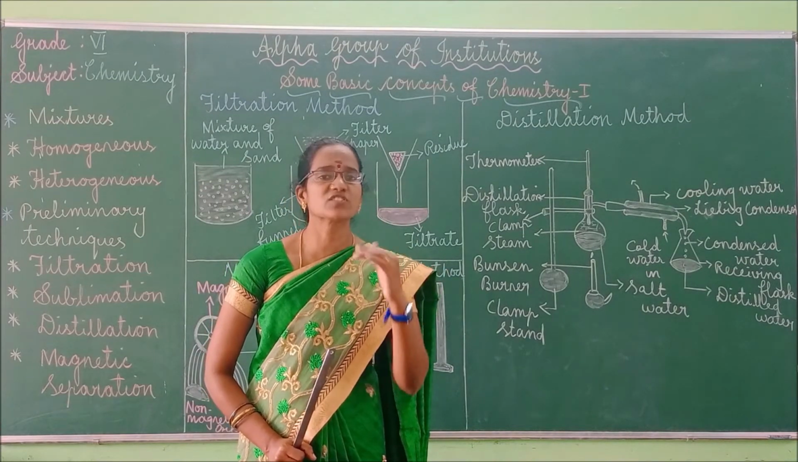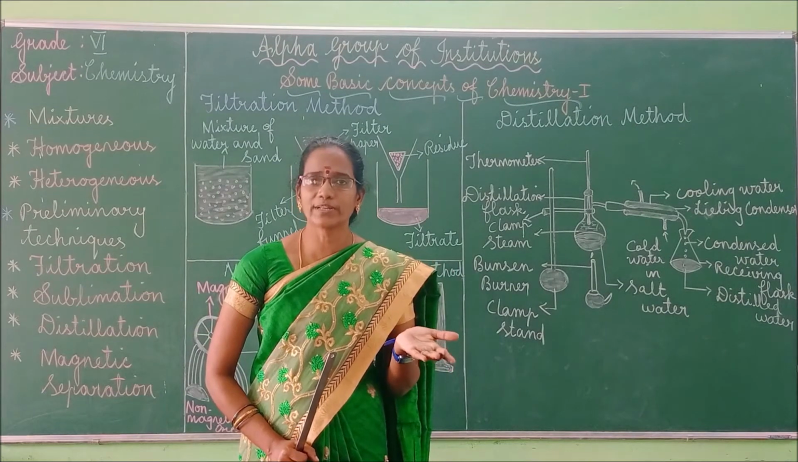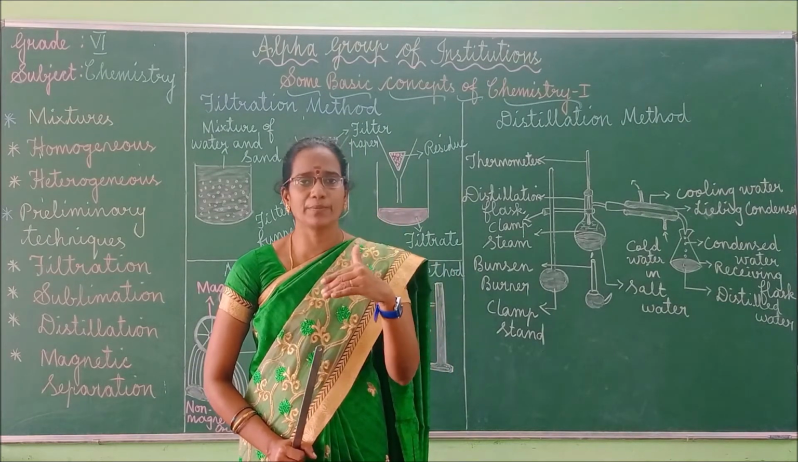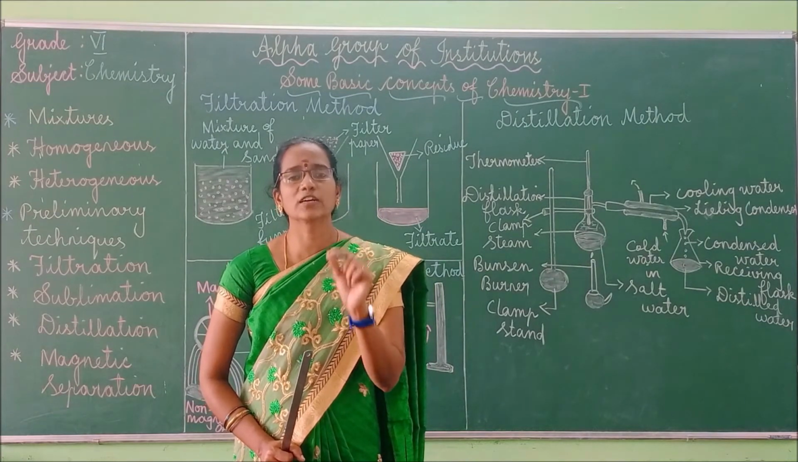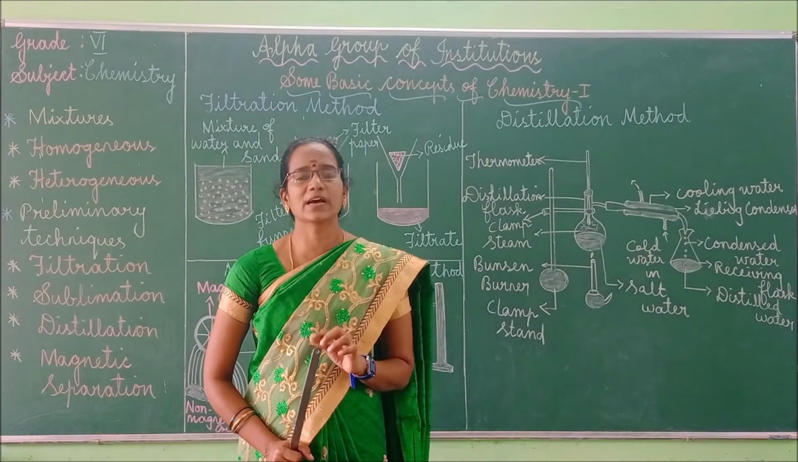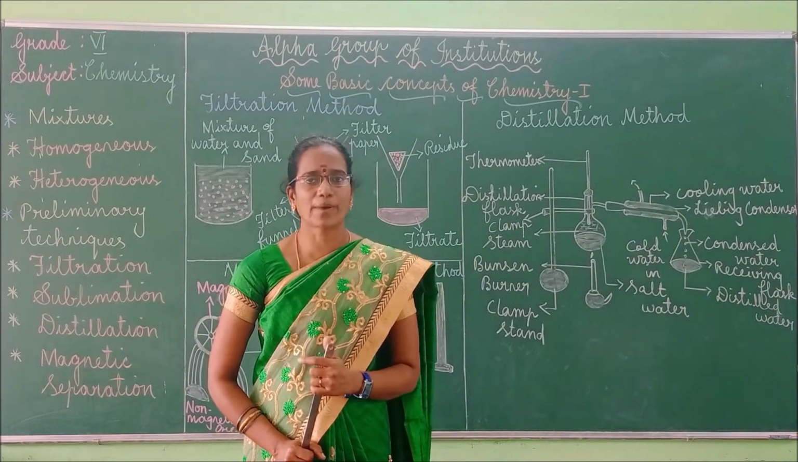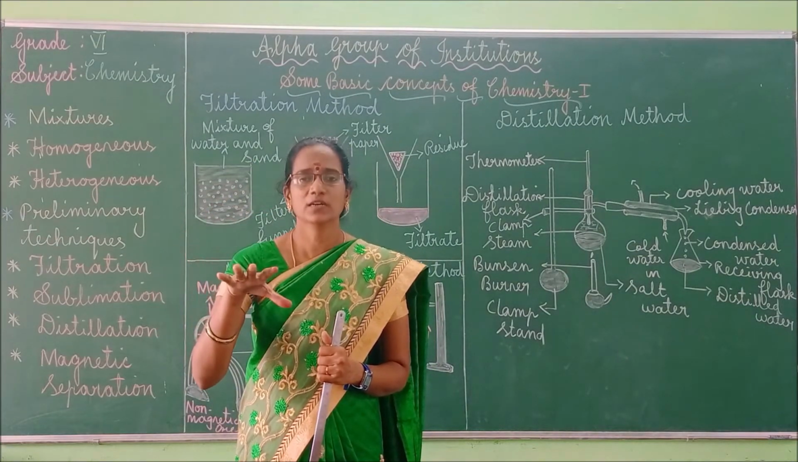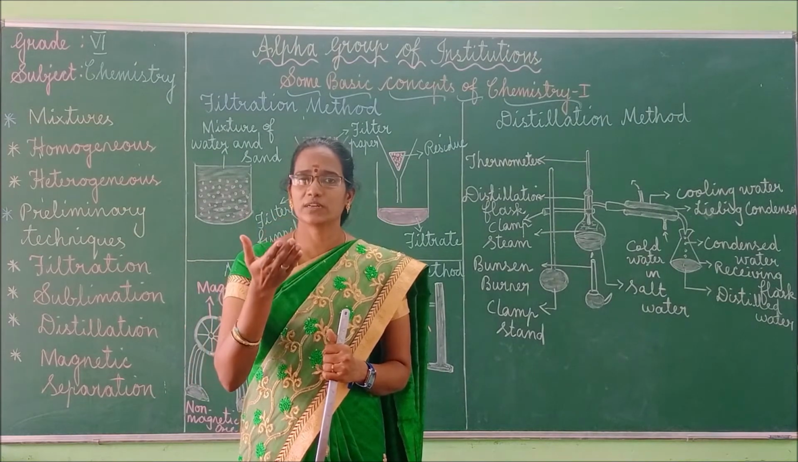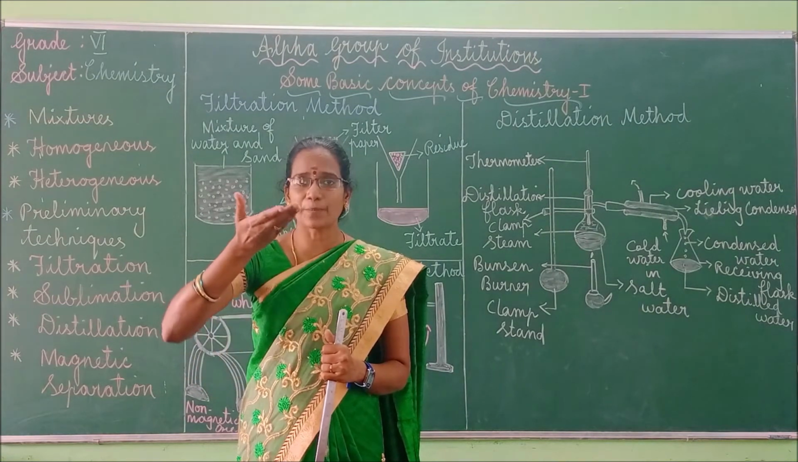In a homogeneous mixture, you cannot see the components because they get uniformly mixed. But in a heterogeneous mixture, you can see the components with your naked eye, also with the help of a microscope, because the components will not mix. You will see the components as a separate phase.